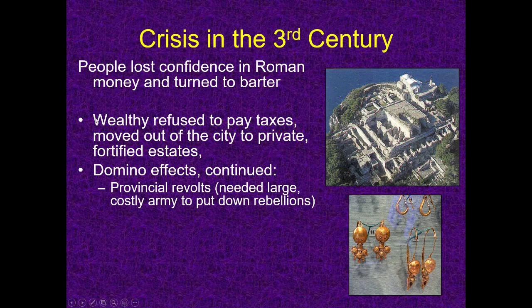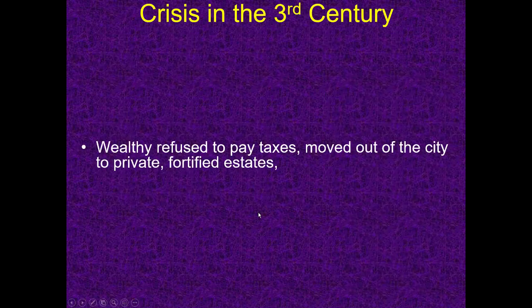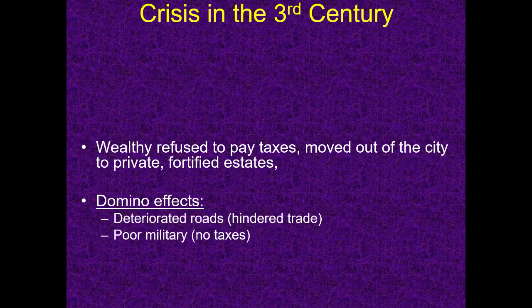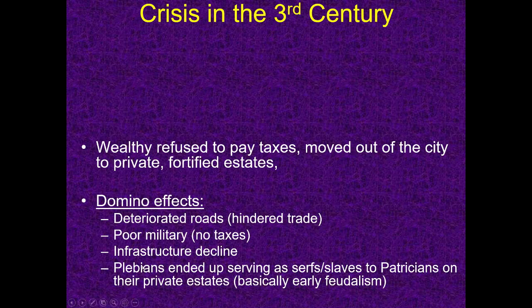Well, here we are with the Romans, okay? Wealthy refusing to pay taxes, moving out of the cities and hiding themselves away in their estates. And it just keeps getting worse and worse and worse because you have a lot of just ineffective leaders that can't fix it. They just won't fix it. More crises, as the wealthy continue to refuse to pay taxes. Oh, we already talked about this. Sorry. So the plebeians end up serving as serfs and slaves to the patricians, is what's really happening now. And that, again, is my point about feudalism.